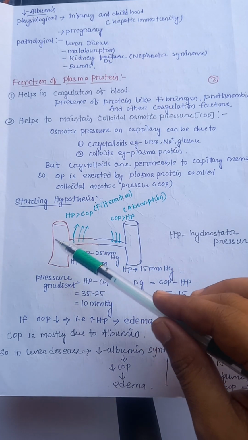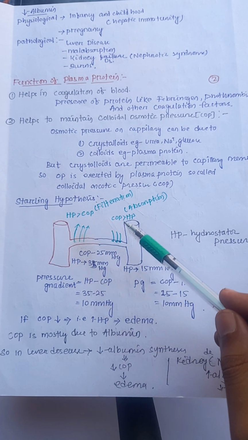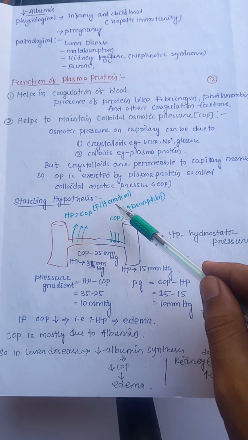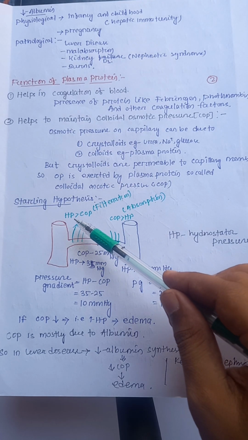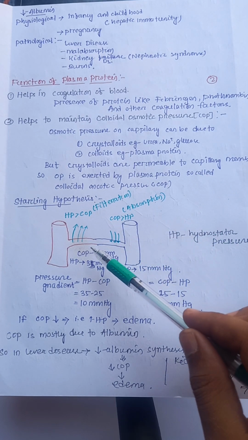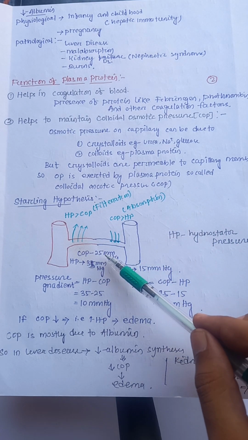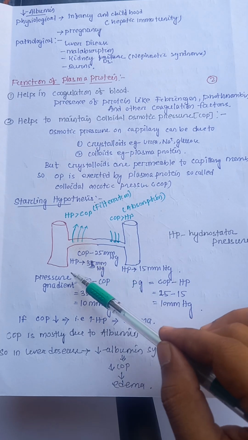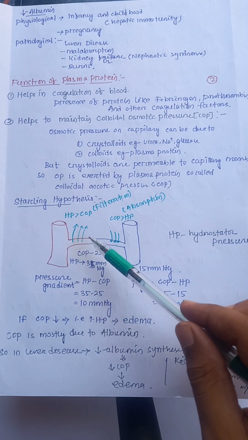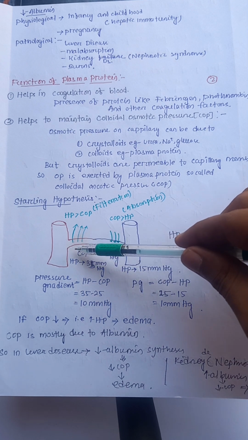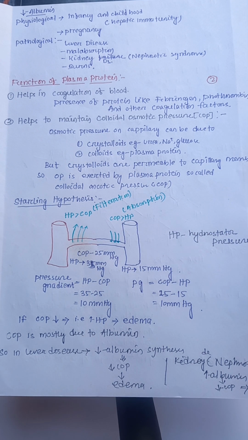So there are two ends, one is the arterial end and one is the venous end. At the arterial end, filtration or leakage of liquid actually takes place, because this is where the hydrostatic pressure is higher than the colloidal osmotic pressure. Here I have taken colloidal osmotic pressure as 25 mmHg, whereas the hydrostatic pressure is 35 mmHg. The net pressure gradient is 10 mmHg. That means there will be movement of water from the vessel to the interstitial space.